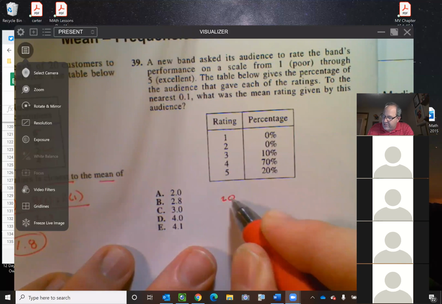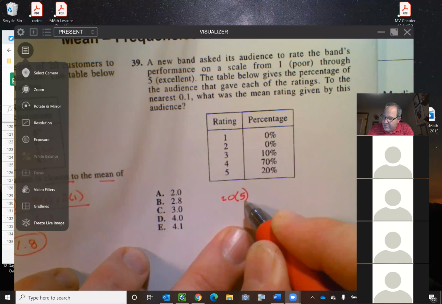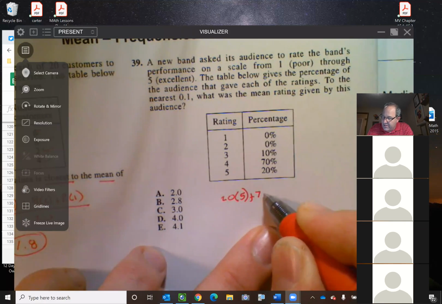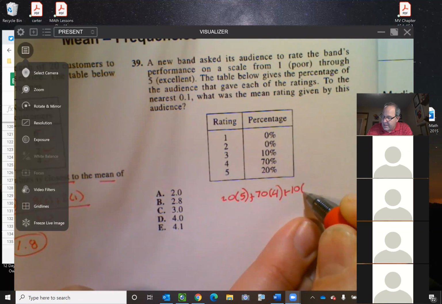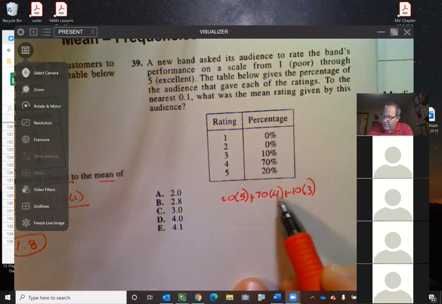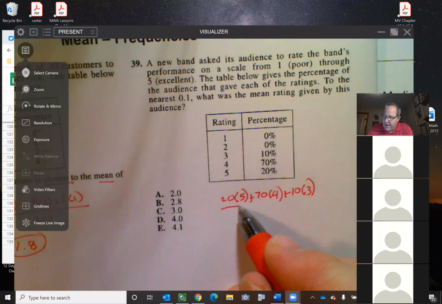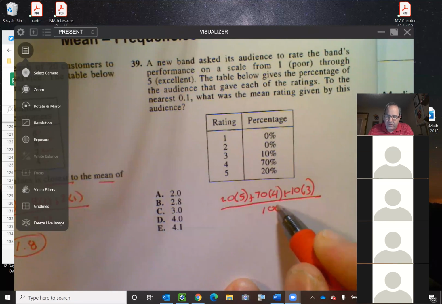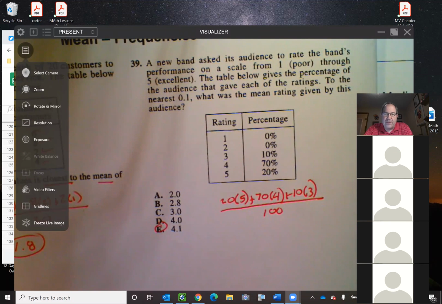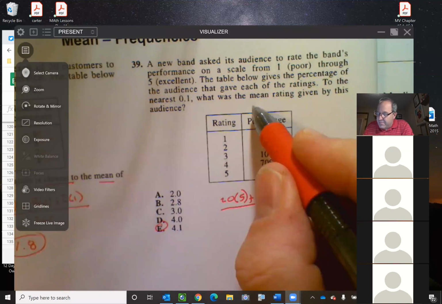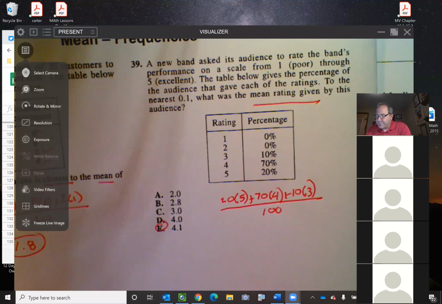We had 20%, so I'll do 20 times 5 plus 70 times 4 plus 10 times 3. Now that's a total of 100%, so I will divide all of those by 100. Using our calculator, we'll wind up with letter E. Okay, this is kind of keeping true with the word mean of what we're trying to do, trying to find the mean ratings, right?